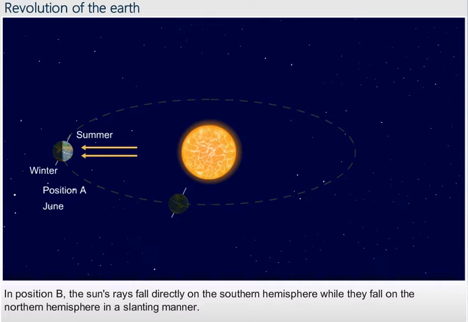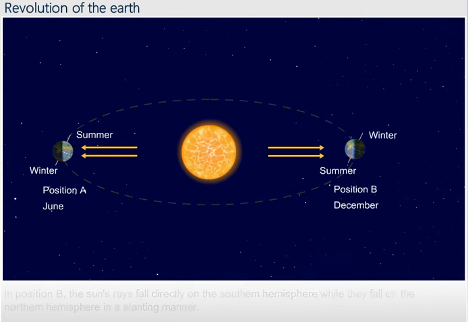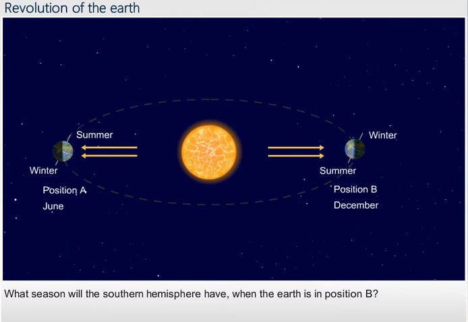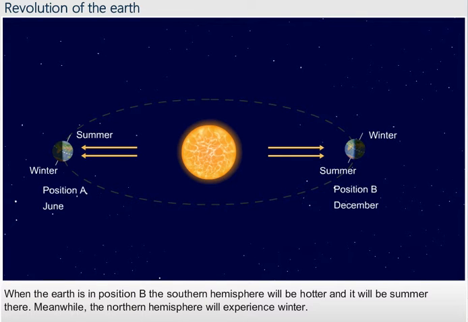In position B, the sun's rays fall directly on the southern hemisphere, while they fall on the northern hemisphere in a slanting manner. What season will the southern hemisphere have in position B? When the Earth is in position B, the southern hemisphere will be hotter and it will be summer there. Meanwhile, the northern hemisphere will experience winter.